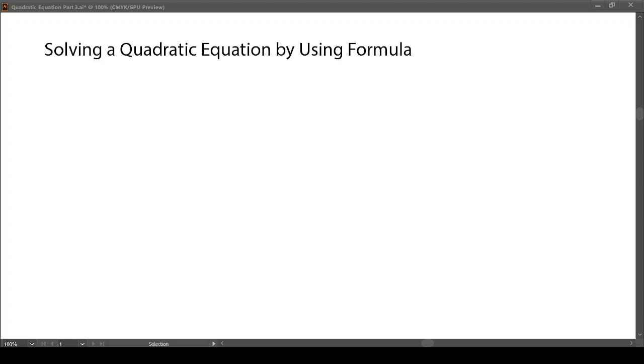Hello guys, welcome to my today's video, and today I will be discussing the method of solving a quadratic equation by using formula. So in previous lessons we have seen how to solve a quadratic equation. Actually we have seen what is a quadratic equation and two methods of solving quadratic equations. The first one is the method of factorization, and the second one is by completing the square. And today we will be watching how to solve it by using the formula.